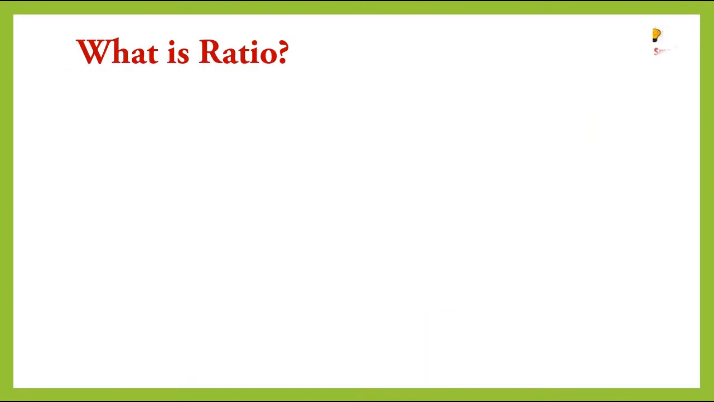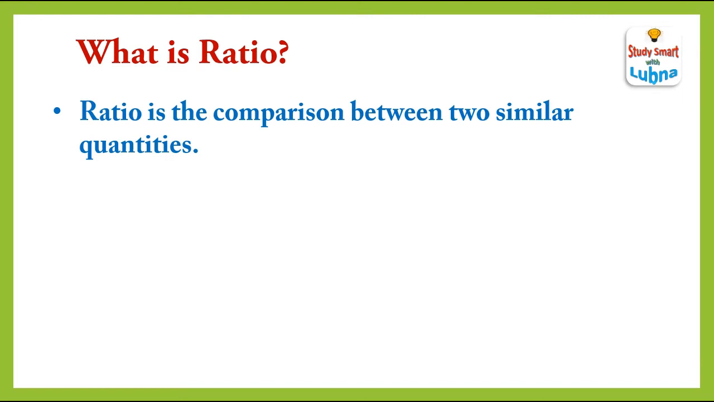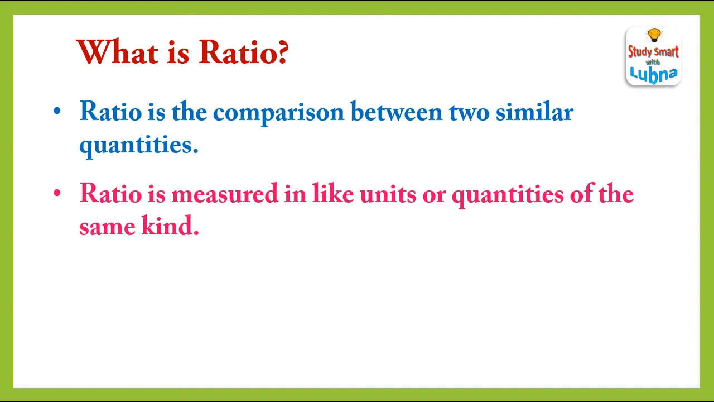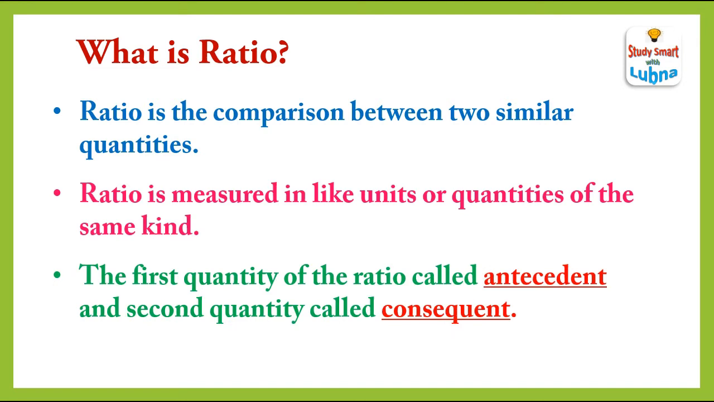What is ratio? Ratio is the comparison between two similar or like quantities. Ratio is measured in like units or quantities of the same kind. The first quantity of the ratio is called antecedent and the second quantity is called consequent.